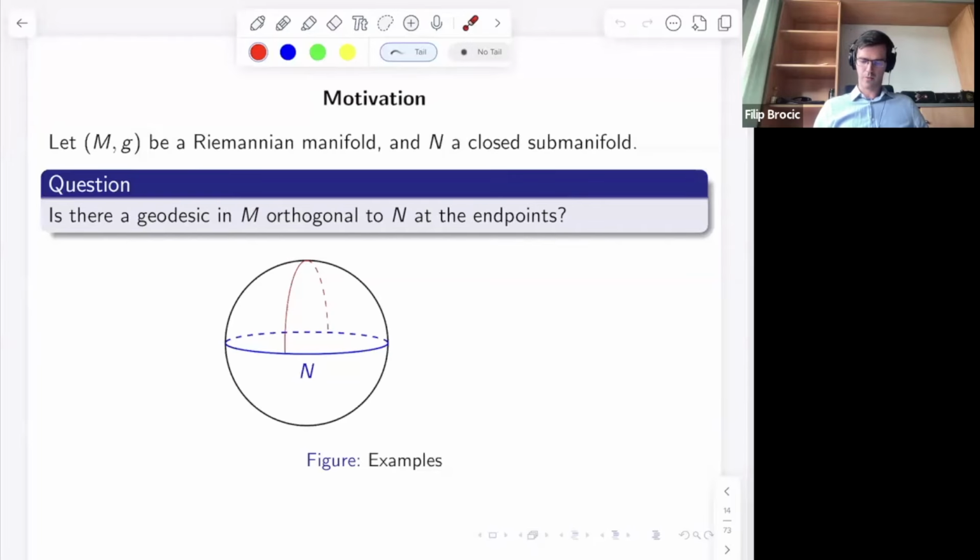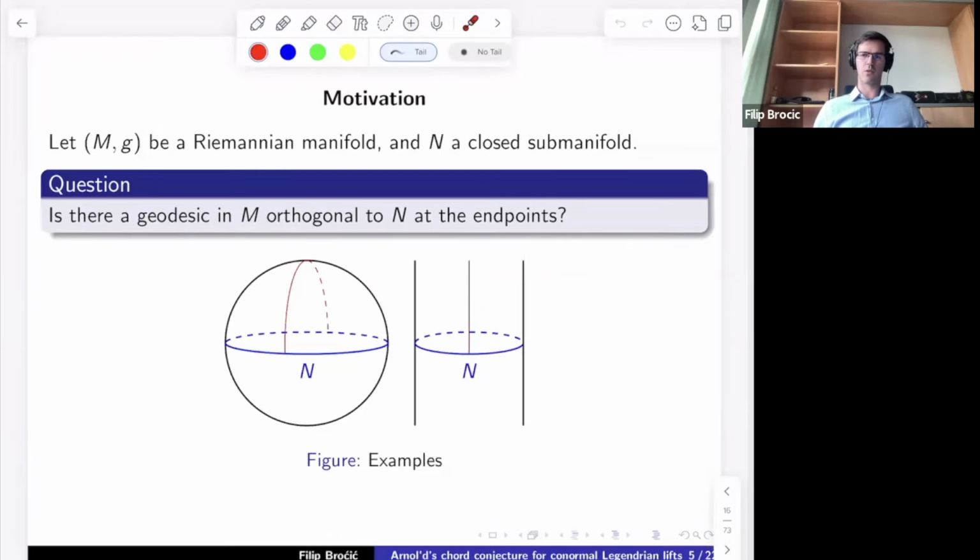And for instance, if we have a complete Riemannian manifold which is not closed, if we take a cylinder and if we take the zero section to be the submanifold, then if we start orthogonally from the zero section, again, we'll have a geodesic which goes to infinity and never comes back.